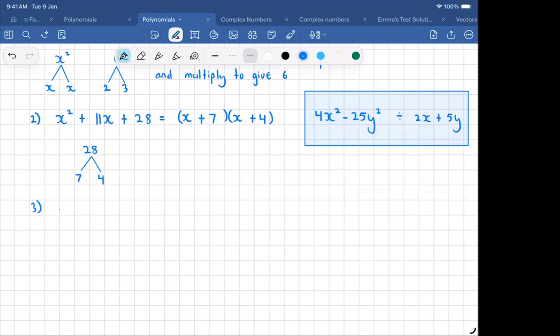Let's introduce some negativity into this. What if we had x squared minus 3x minus 54? Things are getting tricky now. So tell me, how would I multiply to get back x squared? What by what is x squared? x and x, right?